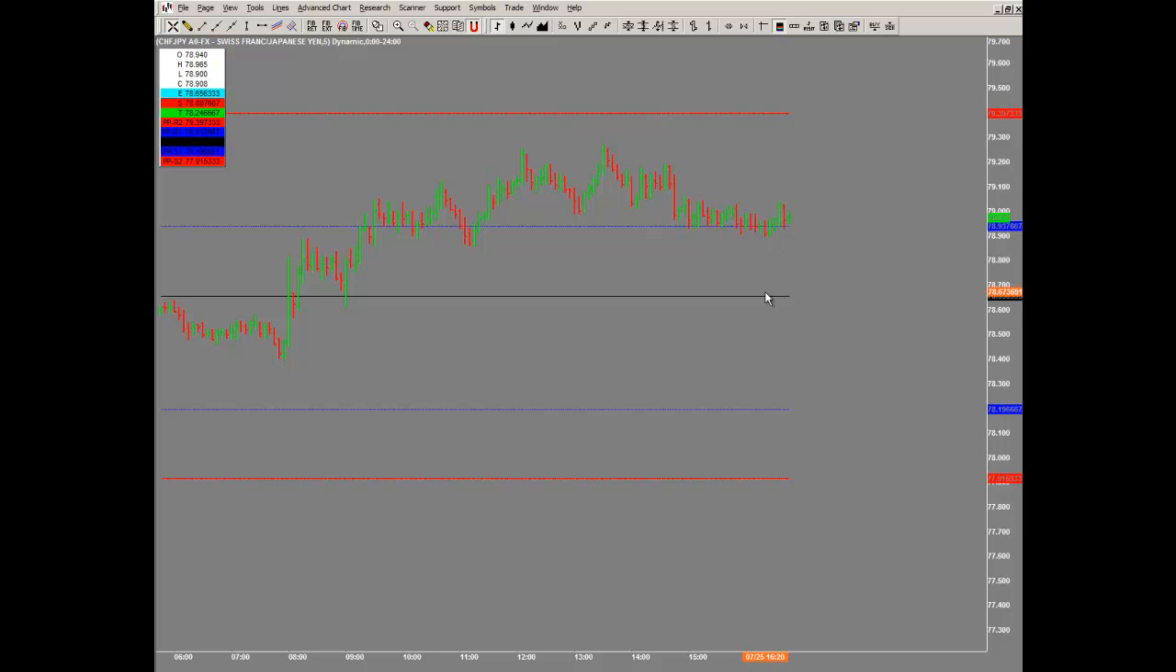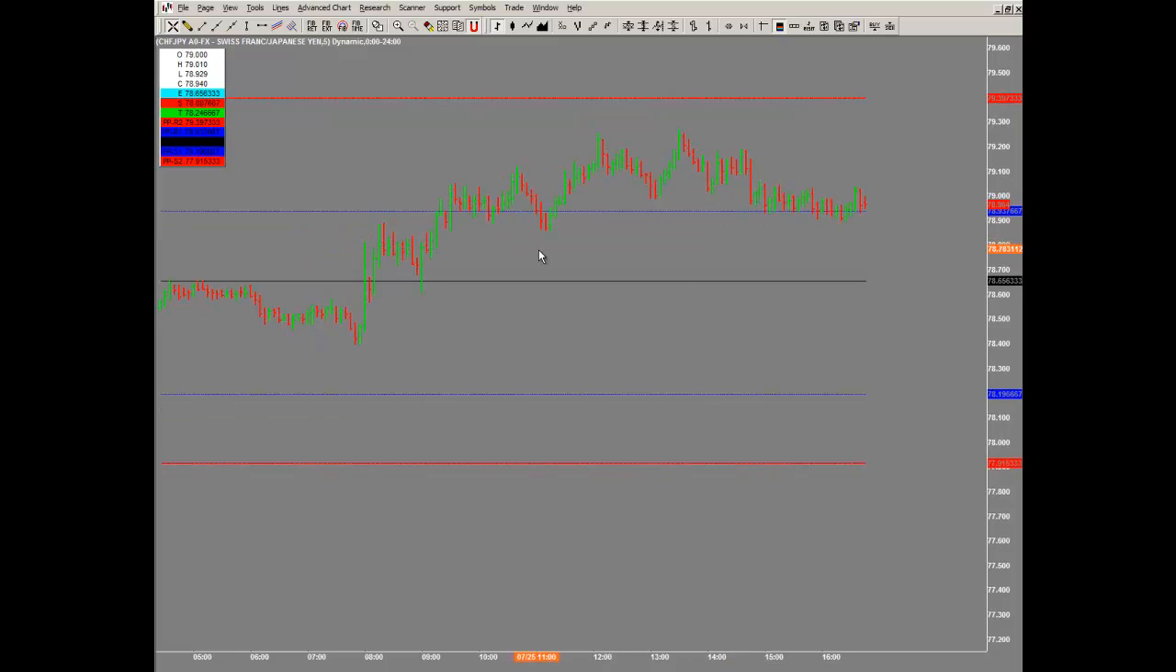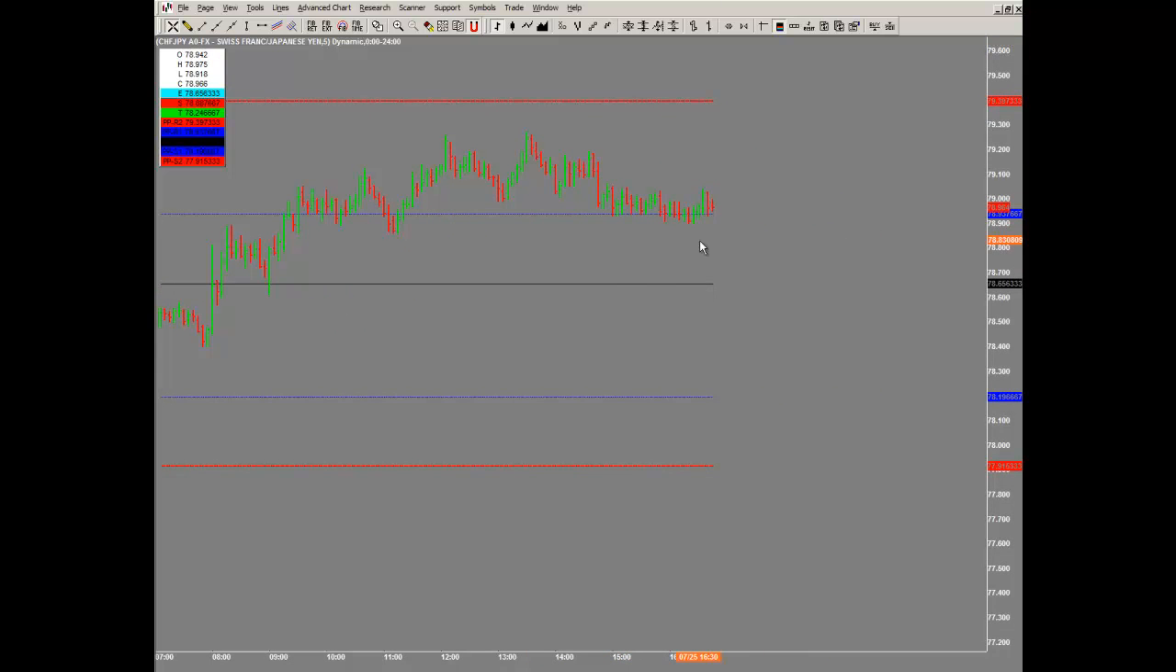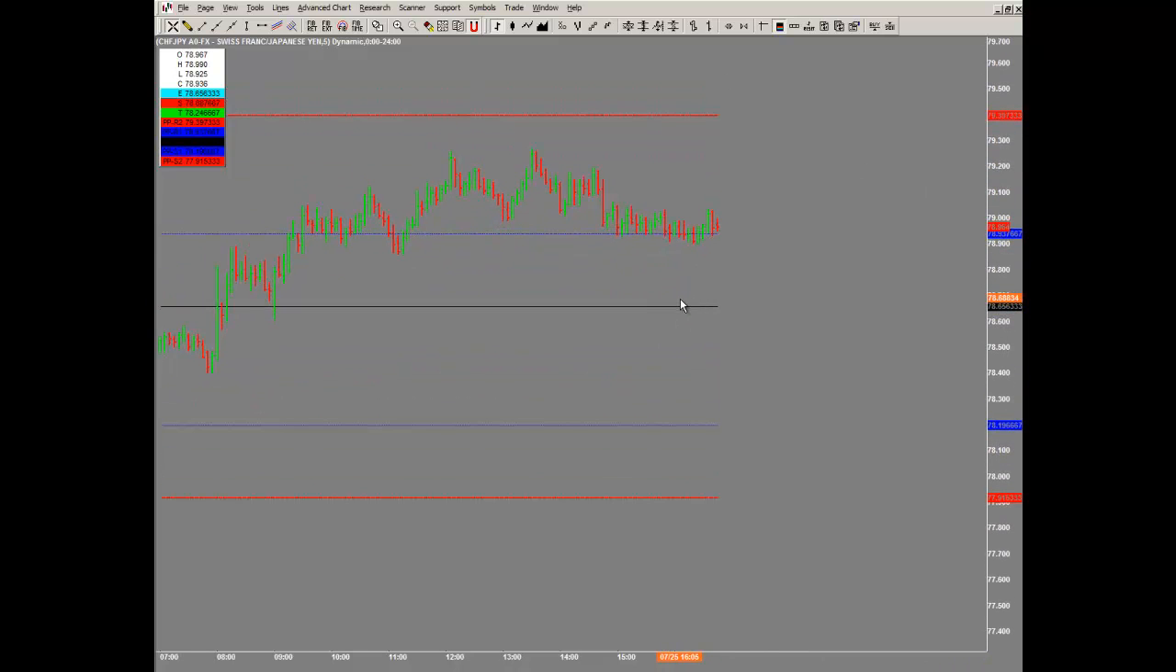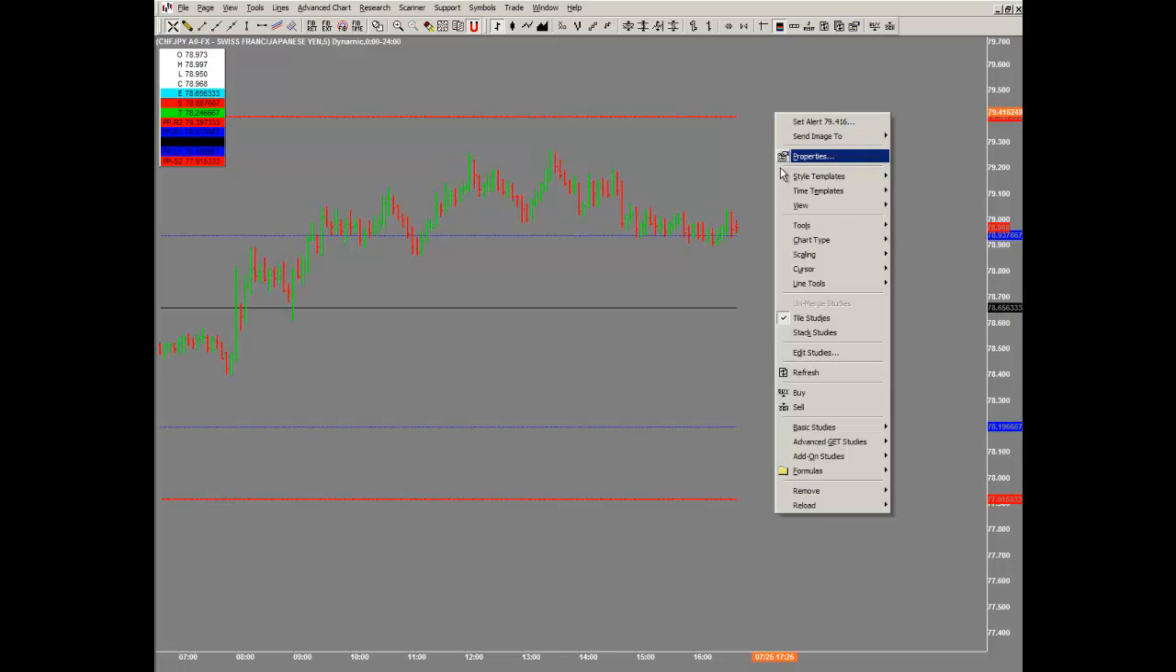Well, actually, no, this must be R1, because there's always a gap between it. That's probably R2. Anything else? No. So this would be our pivot level. This would then be S1, support 1, S2, support 2. This would be R1 and R2. Let me just have a look at that.